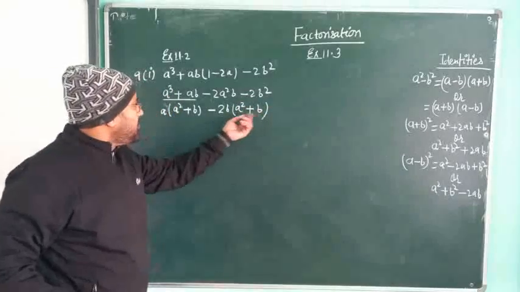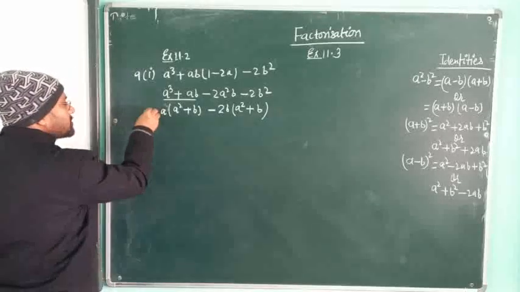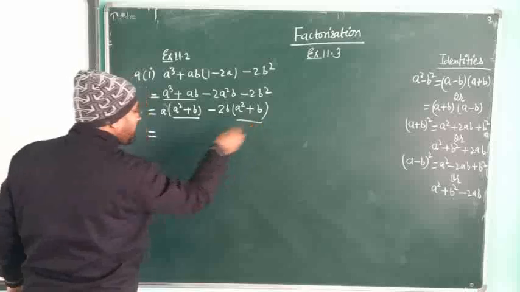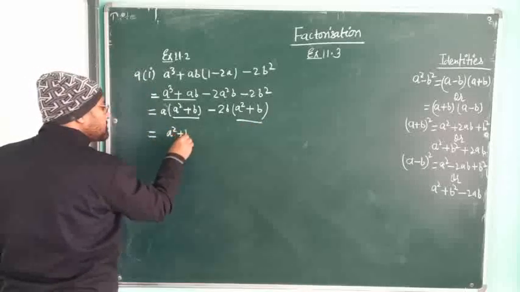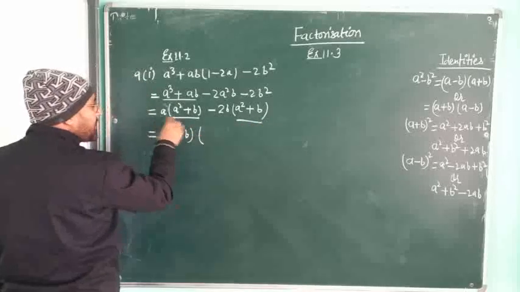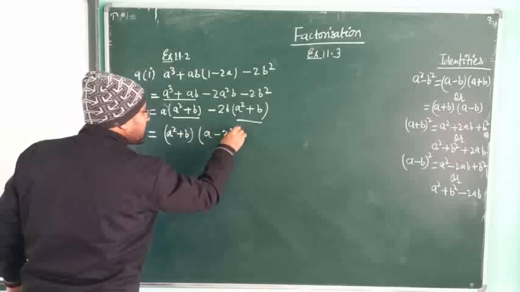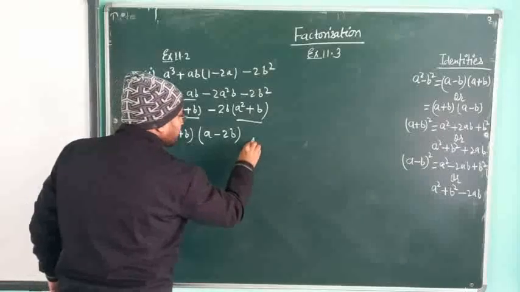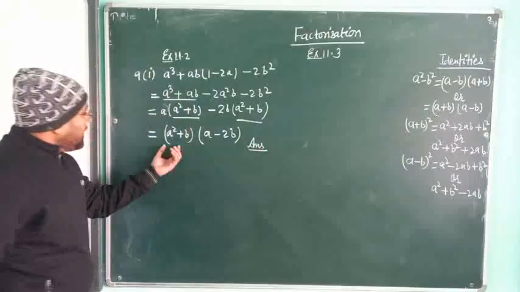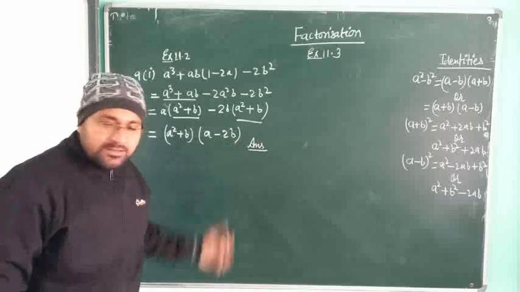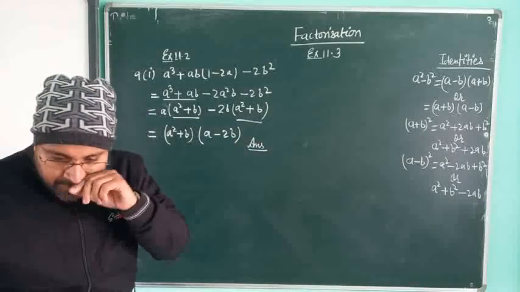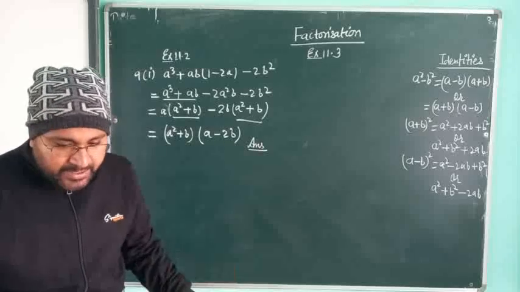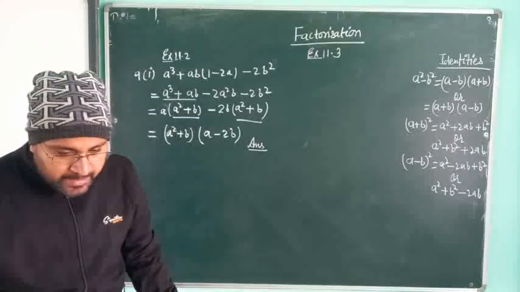a square plus b and a square plus b is here also. So a square plus b is common in all. So a square plus b in one bracket, and in another bracket a is remaining here and minus 2b is remaining from the other term. So this is our answer: a square plus b and a minus 2b. Similarly, you can do question number 9, second part, yourself.